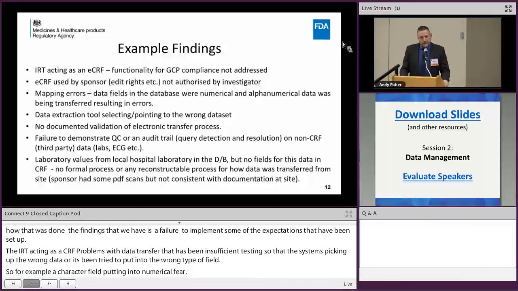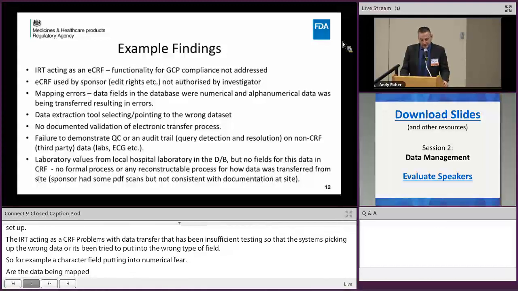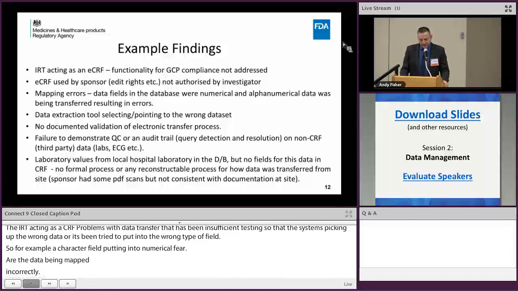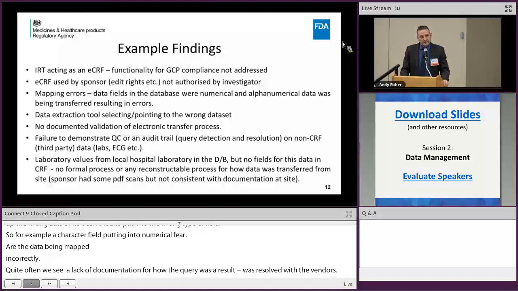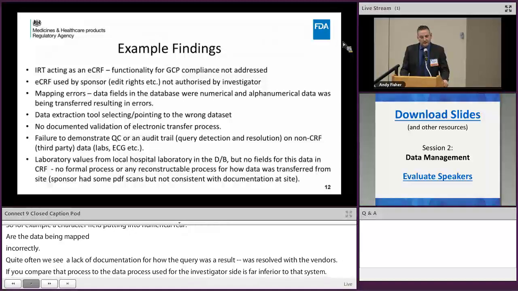Also, quite often we see there's a lack of documentation for how the queries was resolved with the vendors. And if you compare that process to the detailed process used for investigator sites, it's often far inferior to that system. An example at an investigator site I did, we had the laboratory data in the study report and in the CRF. It wasn't clear how it got in there because there was no field in the CRF for the investigator to enter that data.